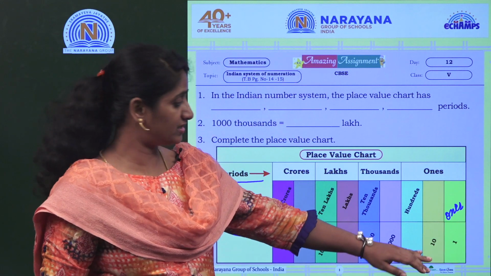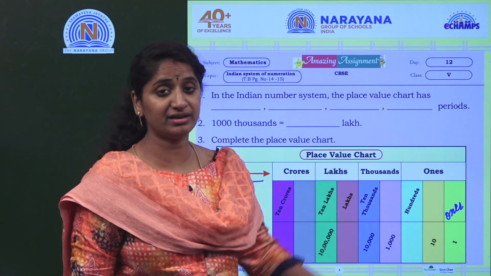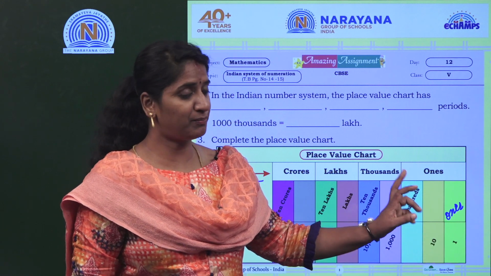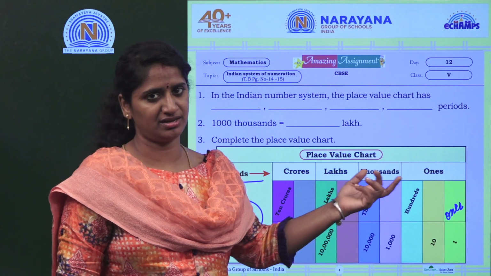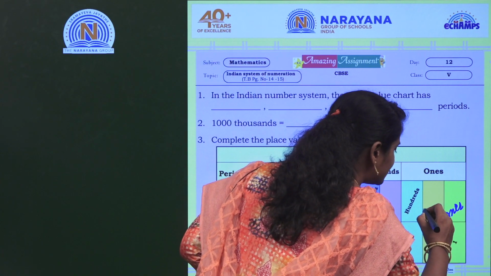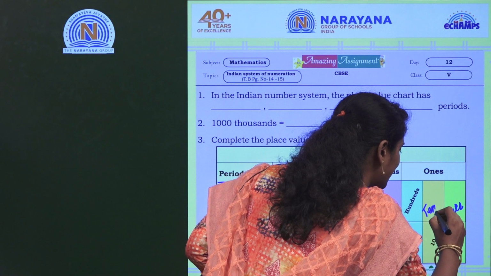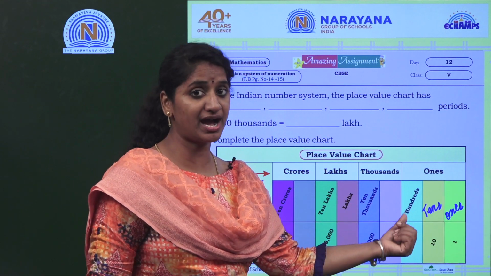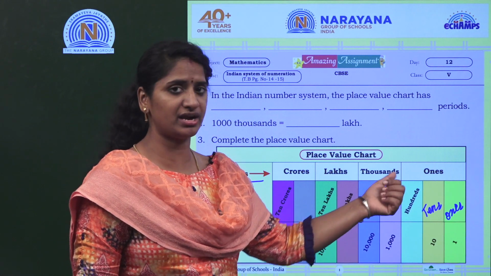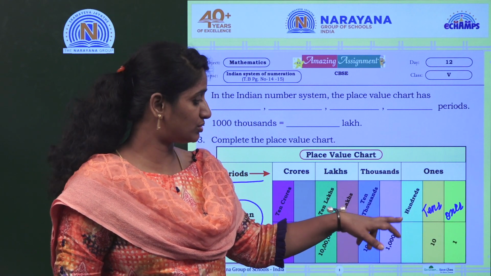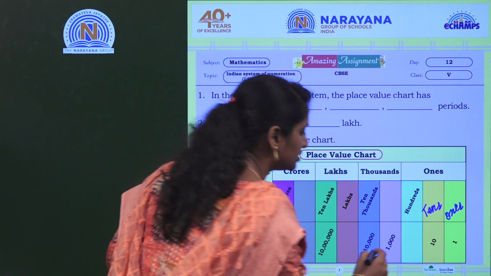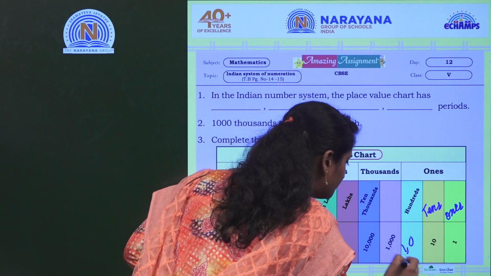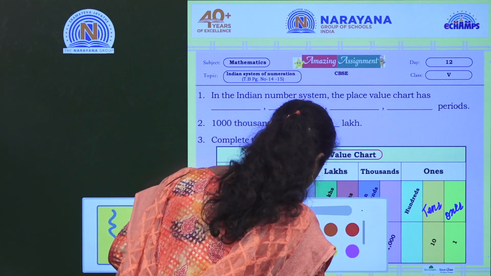The next place is the tens place. Here they have already given 10, so the place value 10 means the place is tens. The second place is the tens place. And here they have given 100 already, so this is the hundreds place, and we can represent its value as 100.